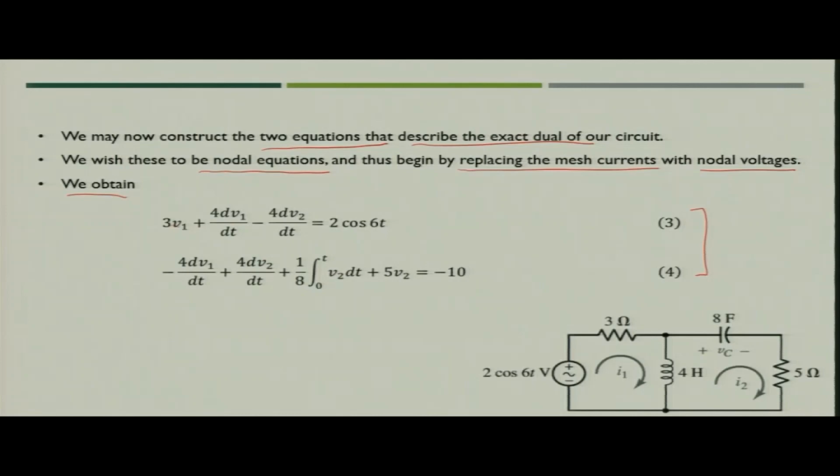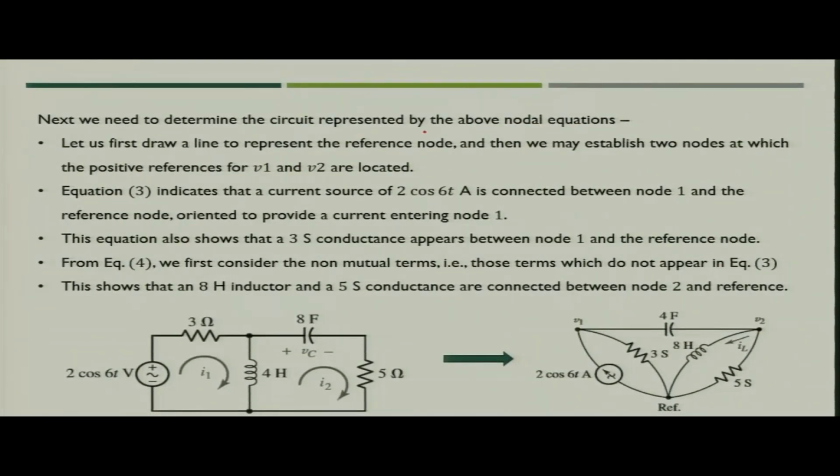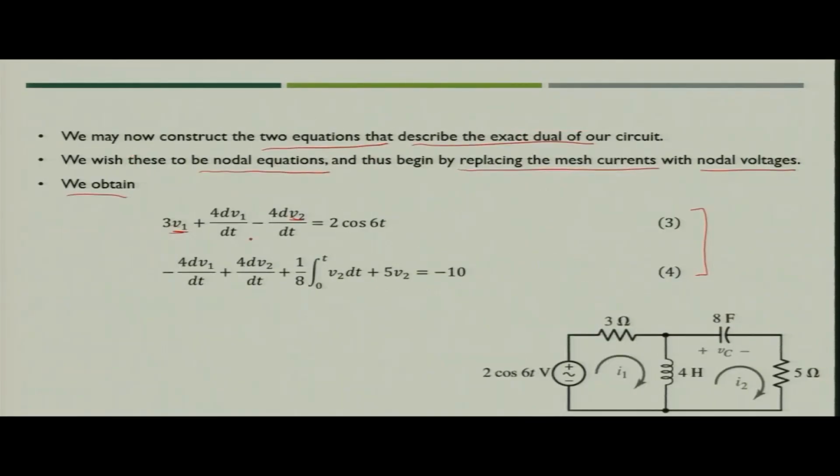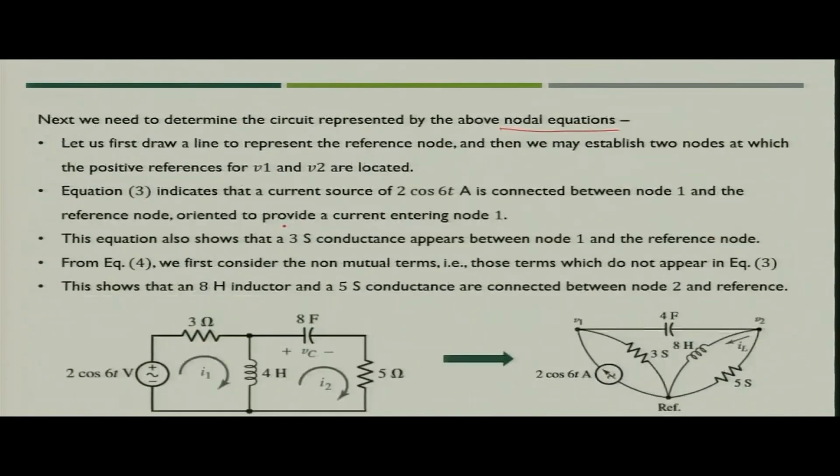Now, if you see these two nodal equations, you can easily verify that they are essentially two nodes. So, what we will do? We will first analyze these two equations and try to find out what they mean. When we see these two equations, we come to know that there are two nodes. So, what we will do? First, we will draw a line to represent the reference node, because the reference node is anyway required, and then we establish two nodes at which the positive references for V1 and V2 are located.